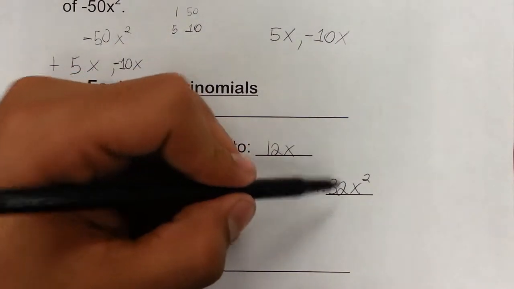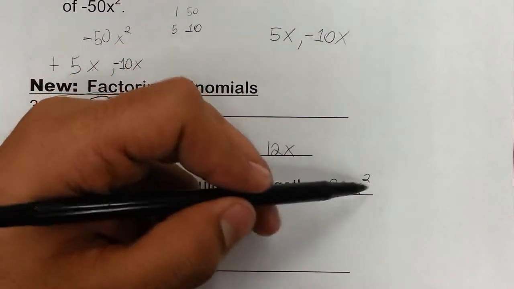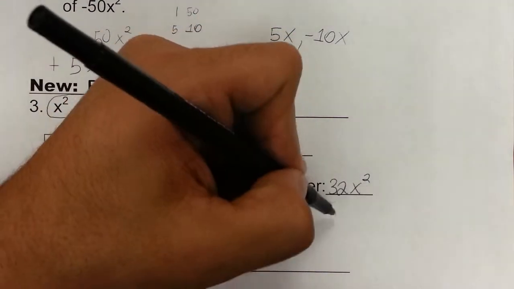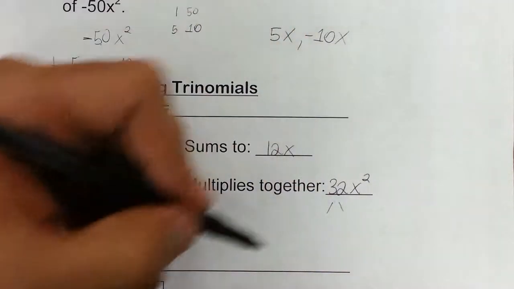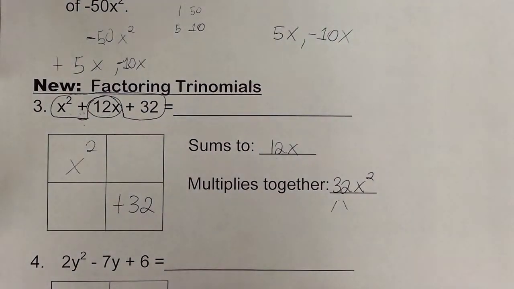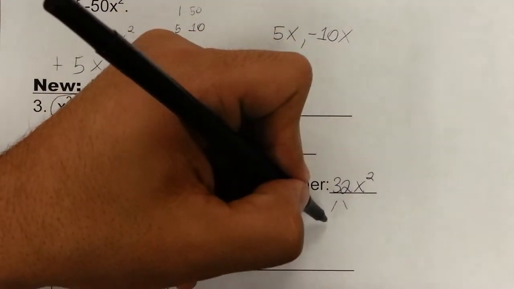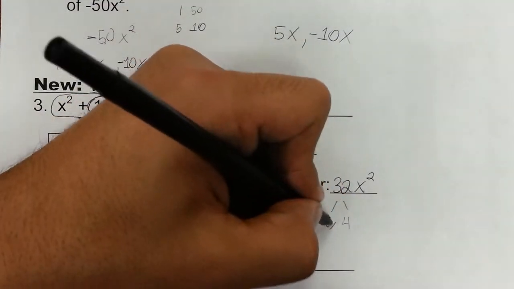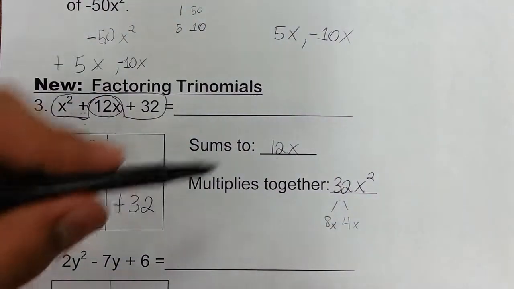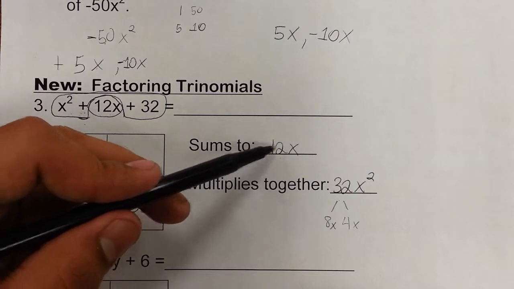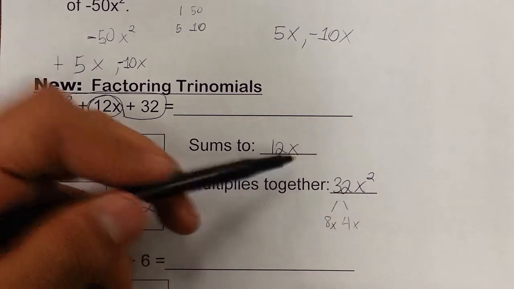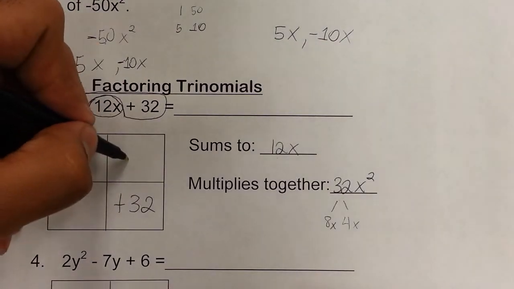So since 32 is positive, the 32x squared is positive, that means we need two positive numbers in order to get a positive sum. So let's think of factors of 32 that would add up to 12. Let's see, we've got 8 and 4. If we add up 8 and 4, we get 12, so we've got 8x and 4x. So now we've taken 12x and broken it down into two expressions that would add up to it, and that can be used to fill in our boxes.